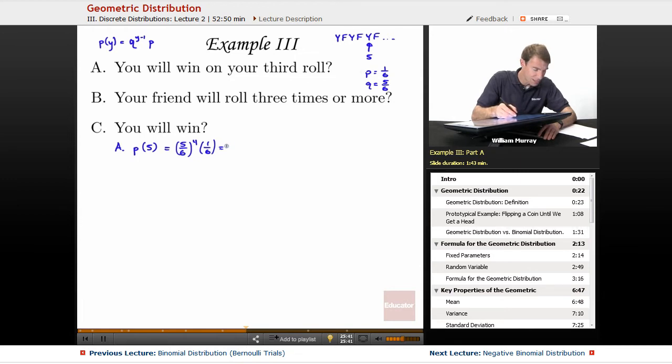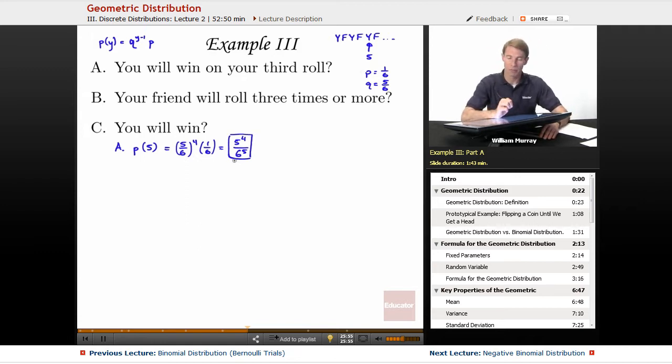And I could simplify that down a little bit into 5 to the 4th over 6 to the 5th. So that's the probability that you will win on exactly your third roll of the game. I didn't find a decimal for that. It would be a pretty small number because it's not very likely that you'll win exactly on the third roll of the game.